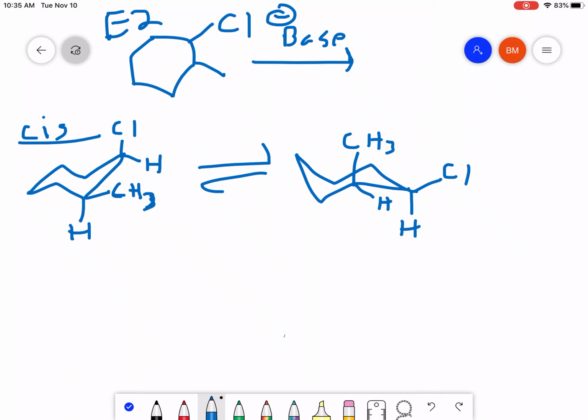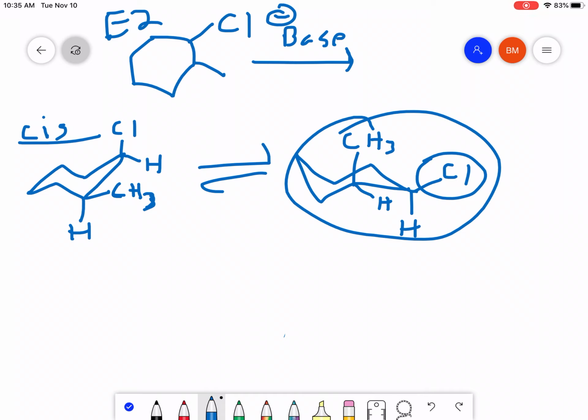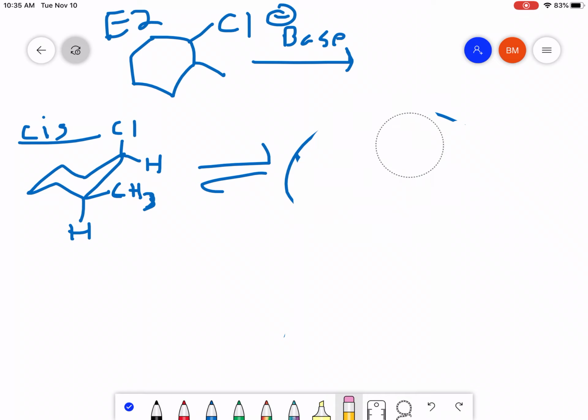All right, so let's figure out what's going on in the cis version before we move on to the trans. First of all, can we eliminate anything here? I think you can. Again, we need an anti-paraplanar arrangement of beta hydrogen and Cl. They both have to be axial. In this guy, we have an equatorial Cl. So we know automatically that that's not going to work. All right, so we're not even going to bother with that one. We're just going to work off of this guy.